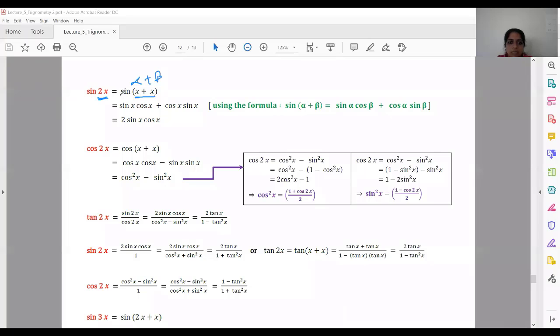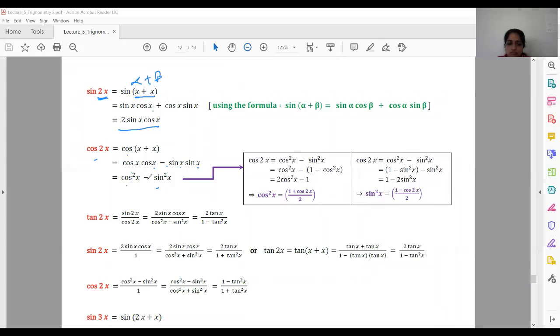Okay, sine 2x, that is sine (x plus x). So we are applying the sine (alpha plus beta) formula, that is sine x cos x plus cos x sine x. Sine x into cos x plus sine x into cos x, it is 2 sine x cos x. Same for cos 2x, cos (x plus x). So cos alpha cos beta minus sin alpha sin beta. Here both alpha and beta are the same. So cos square x minus sin square x.